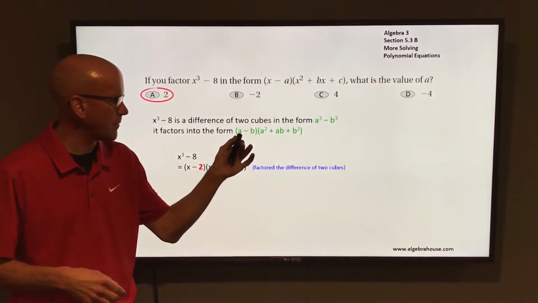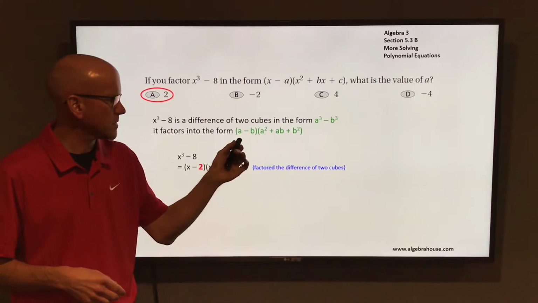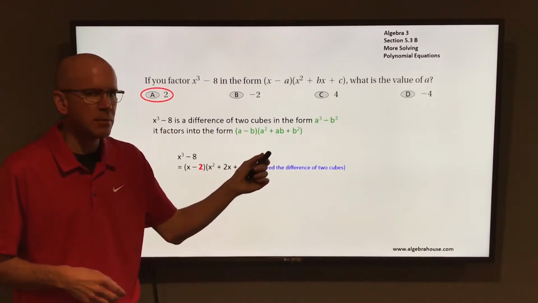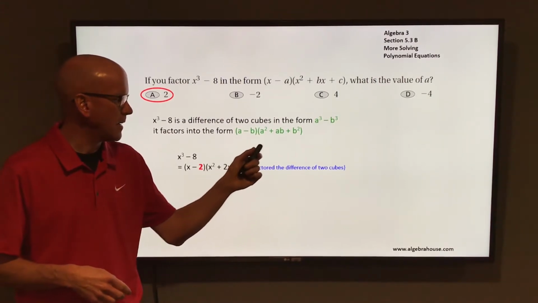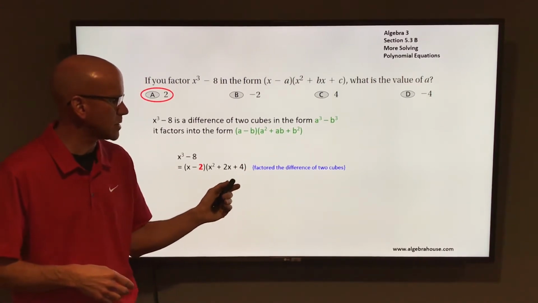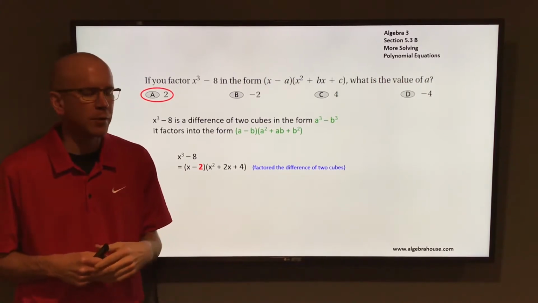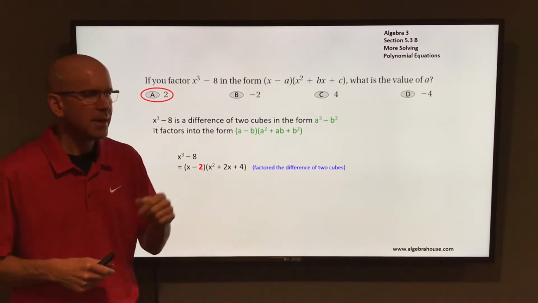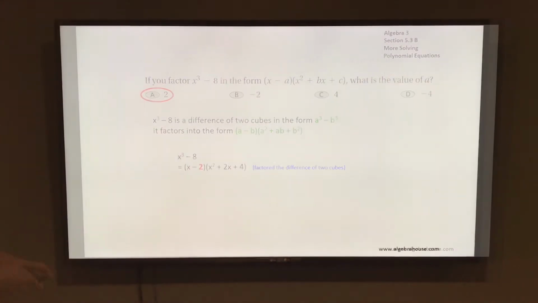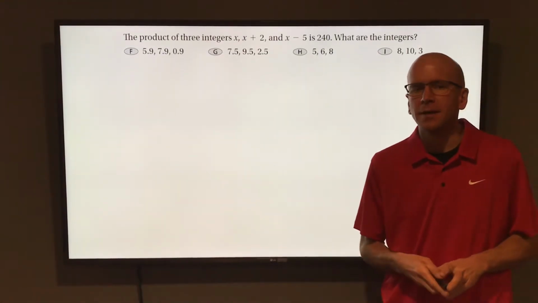And then again, if a is x, a squared would be x squared. If a is x and b is 2, ab would be 2x. And if b is 2, b squared is going to be 4. So that factors into x minus 2 times x squared plus 2x plus 4. But the most important thing, the one we're looking for, is the second term of the binomial, and that is 2. Letter A.